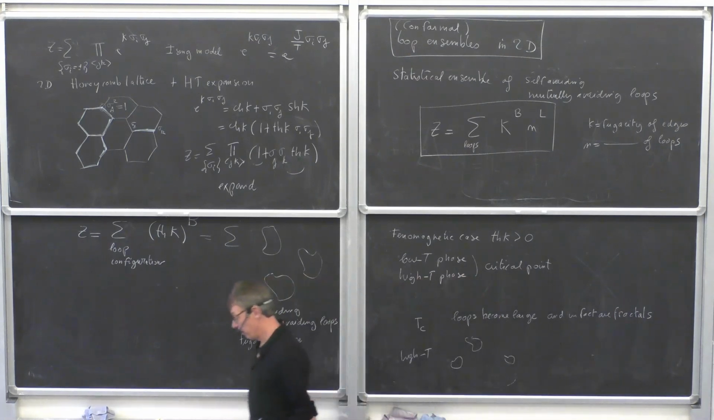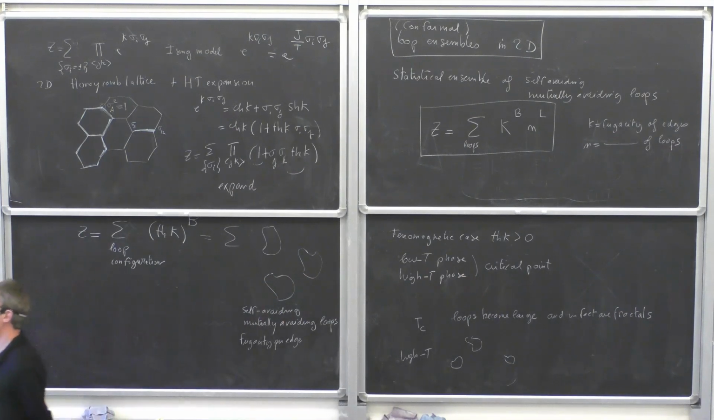And that's very interesting because they have many properties as fractals. In particular, these loops become scale invariant. Yes? Before I'm completely lost, what do the loops represent again? What are the loops representing?